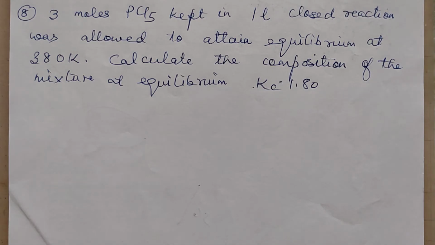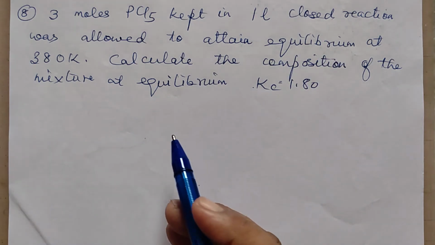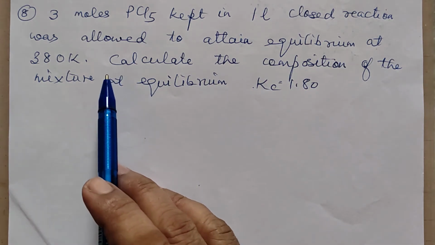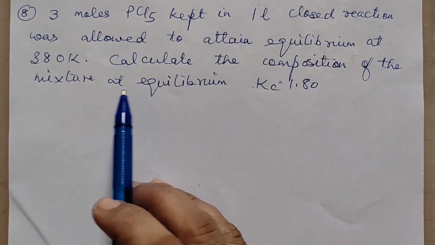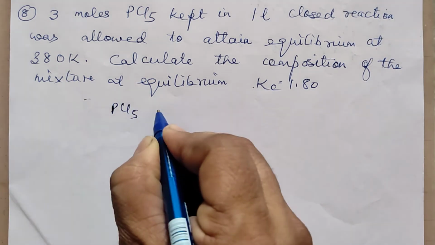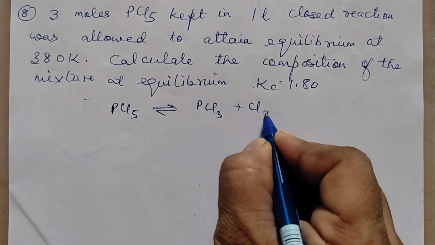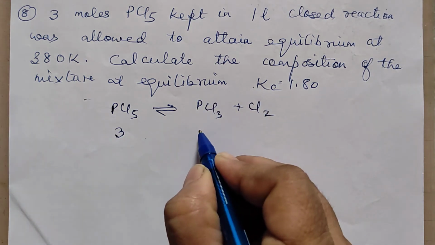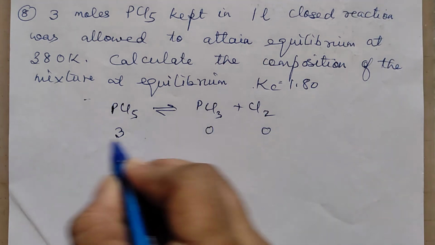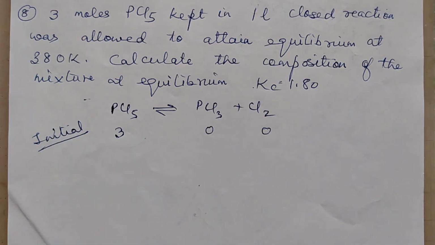Moving on to the last question for today. The question says 3 moles of PCl5 is kept in a container and it is allowed to come to equilibrium. Calculate the composition. Kc is given. Let us write the equation first. PCl5 forming PCl3 plus Cl2. 3 moles you have taken. Products obviously are 0. This is the initial amount we have taken.